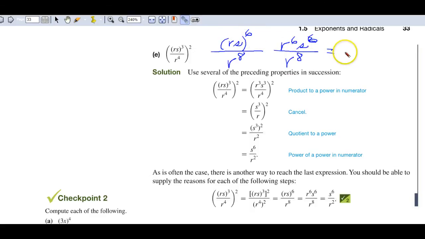All right, now we know we can do some canceling here. We want to keep our exponents positive. So I'm going to bring the 6 down, subtract it from the 8. And this just stays on top. There we go.